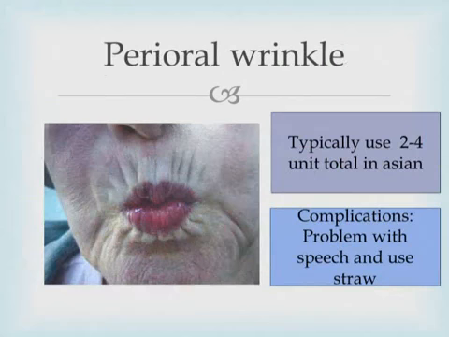For perioral wrinkles, in Asians we use fewer units, only 2 to 4 units for all lines up here is adequate. And usually they use more diluent, maybe up to 4 cc, to make it spread more but with fewer units.